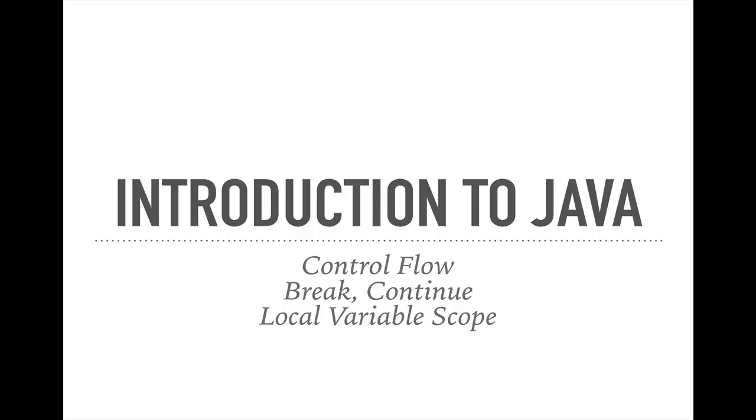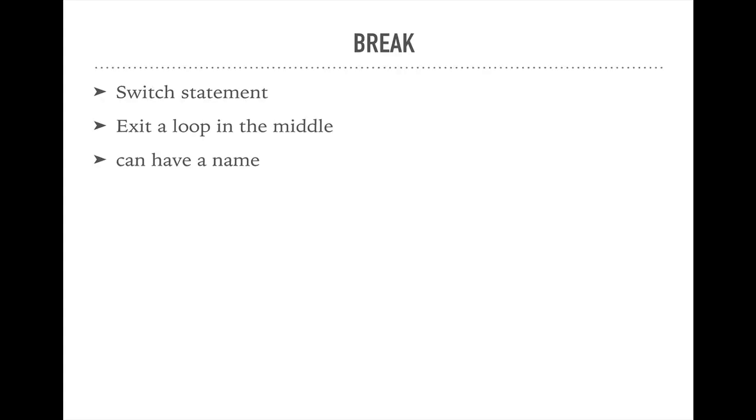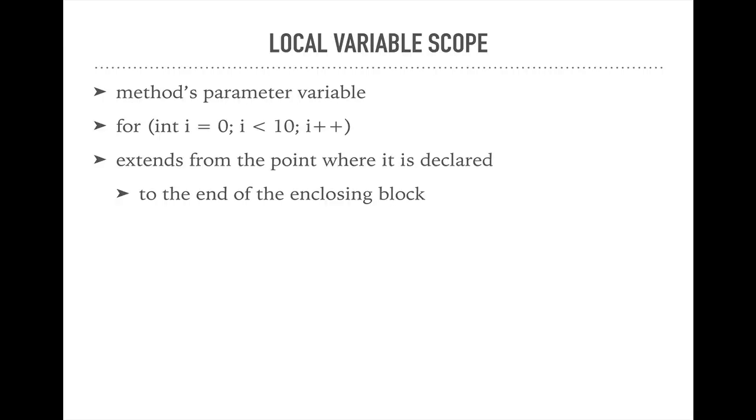Today I will talk about control flow part 2, which is break, continue, and local variable scope. First, I will talk about break. We know about the break statement in switch, and we can use break in a loop too. It helps us exit a loop in the middle, and we can give a name to the break. Continue is similar to break, and it jumps to the end of the current loop.